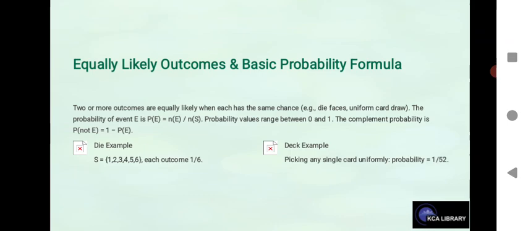So let's start with an example, a die example. In a die, the sample space includes 1, 2, 3, 4, 5, 6. Each outcome, if I throw a die once, I will have 1 of 6, 2 of 6, 3 of 6, 4 of 6. So each outcome will be 1 over 6. So that is what it means.